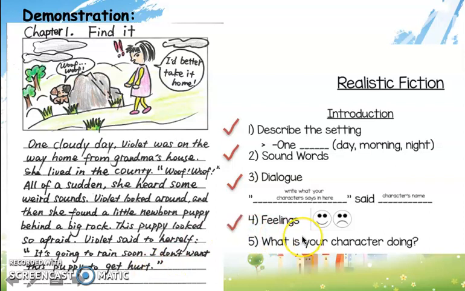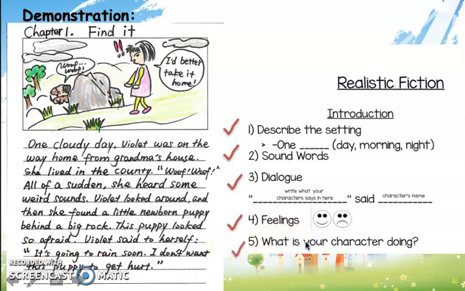Number 4, feelings. You can describe any animal's or any character's feelings in your story. In this writing sample, where can you find the feeling words? Where? Where is it? Yes, the puppy looks so afraid. Also, Wiley talked to herself. Right? She talked to herself. We can tell she's very worried about this puppy.